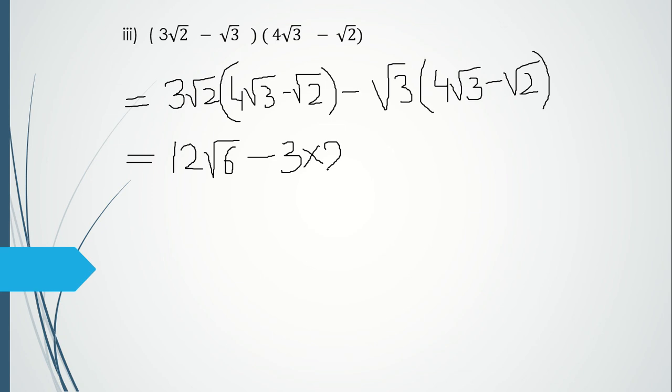Root 4 is 2. I hope everybody follows that. Root 2 into root 2 is 2. Minus, now again here, root 3 into root 3 is root 9, and root 9 is 3. So that is going to be 4. This 4 will remain as it is, and root 3 into root 3 is 3. Minus root 3 into root 2 is root 6. Minus minus will become plus. Root 3 into root 2 is plus root 6.